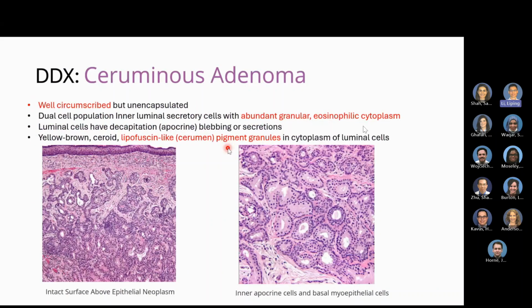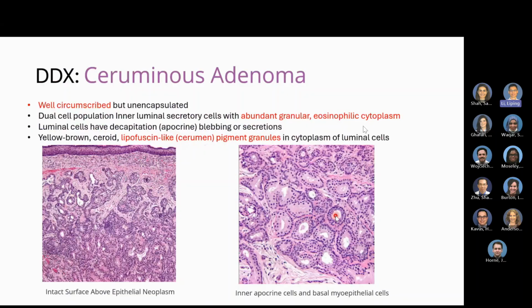So one major differential is the benign category. This is the ceruminous adenoma. This one is well circumscribed, and this is a biphasic tumor. That means you can see, even at this power, these two cell layers, the luminal cell and the myoepithelial cells. And then they also highlight this lipofuscin-like pigment, that is the cerumen. So this one is a really nice two cell layer.